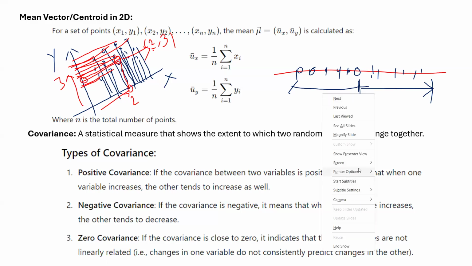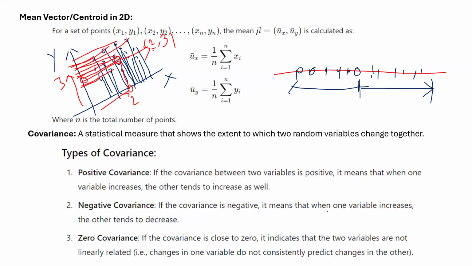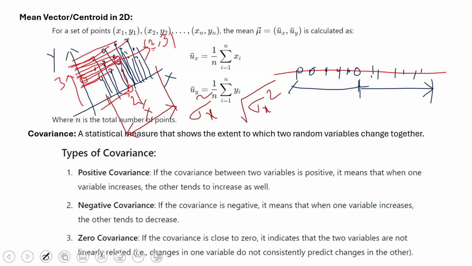Now if I take the mean of those points, how do they appear? Let's take it this way. Suppose this is the mean on the x-axis, and the points stretch from here to here. So this is the variance of x. How do we represent variance? Sigma x square is the variance along the x-axis. And if you want standard deviation, it is just the square root of variance, which is sigma x.